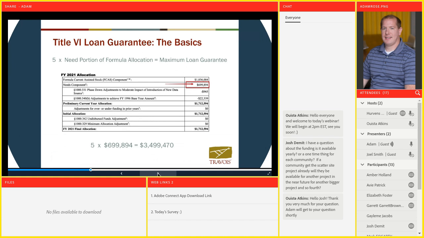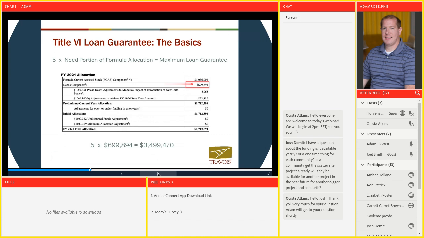where their need component in this case is $699,894. What you do is you just take that amount times 5, and that translates into the maximum amount that HUD would issue a loan guarantee for a loan up to that amount. Is that right? Yeah, you got it.